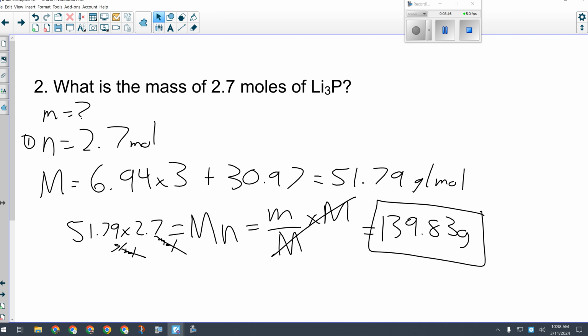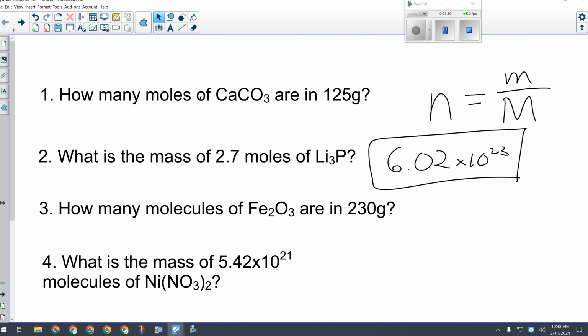How many people are still working on 3 and 4? What's the magic number you need for 3 and 4? Avogadro's number. Right, you need that 6.02 that I wrote on the first page here. What does this number tell me again? Right, number of molecules in a mole if I'm talking about a compound, number of atoms in a mole if I'm talking about a single element. But we'll just say molecules per mole because that's most often what we use it for.